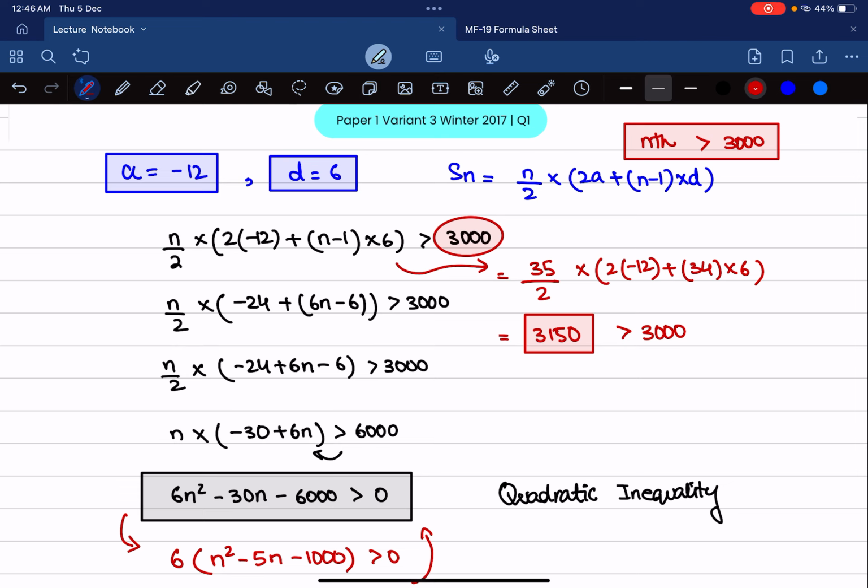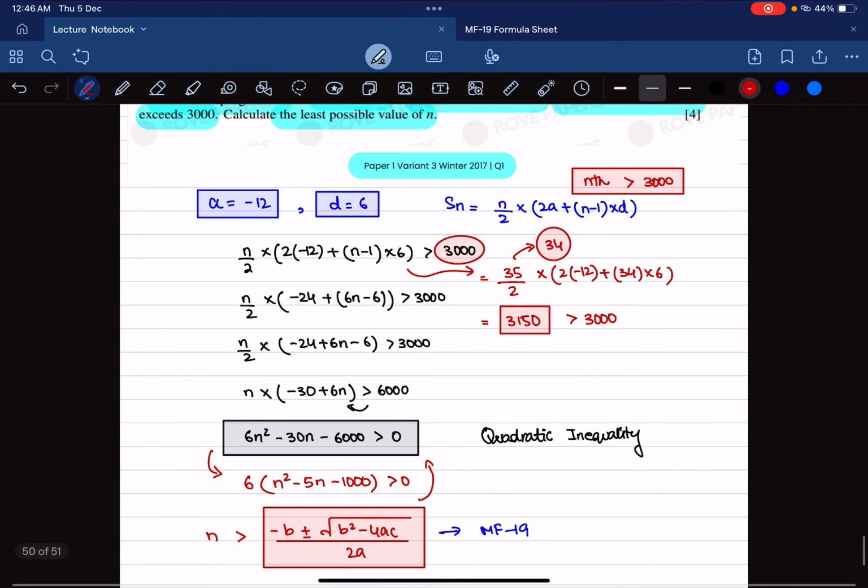So if you are confused, you can directly put in the value 34 as well and verify for yourself whether you are getting the sum which is greater than 3000 or whether it is less than 3000. So that's all for this question. I hope it's clear.